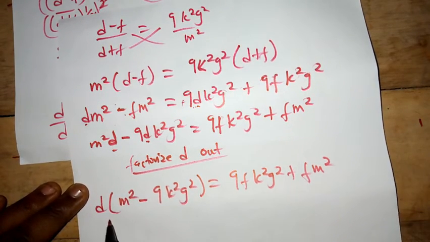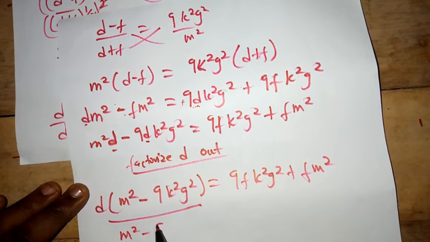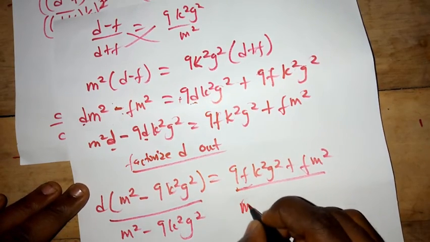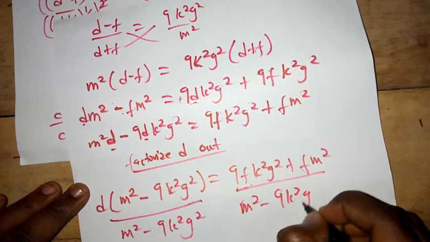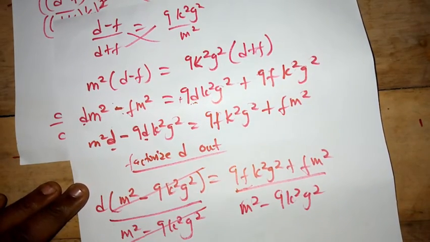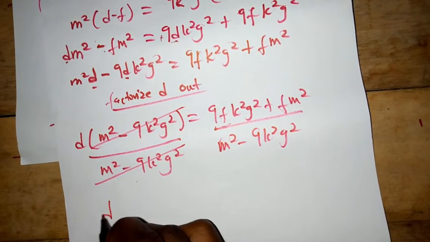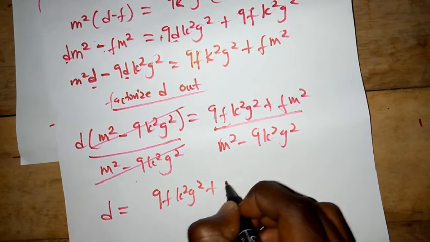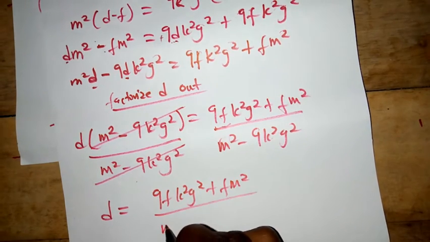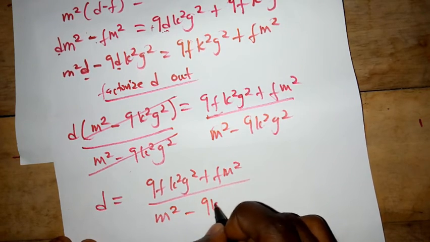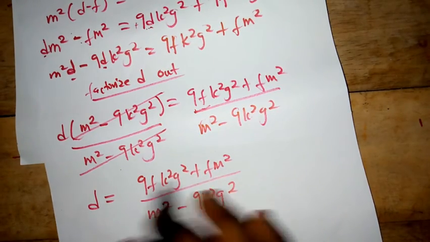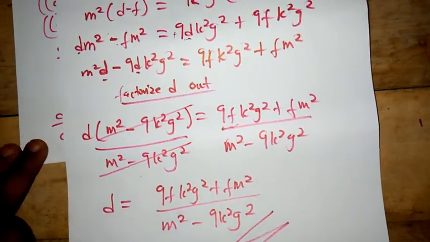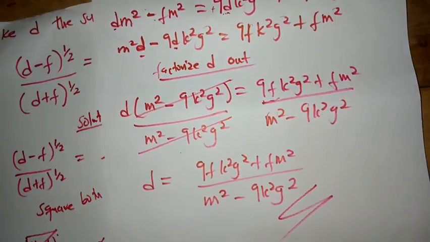Now we divide both sides by m squared minus 9k squared g squared. So this cancels that. Now I'm left with d here being equal to 9fk squared g squared plus fm squared all over m squared minus 9k squared g squared as my answer. So this is what we have for finding the value of d.